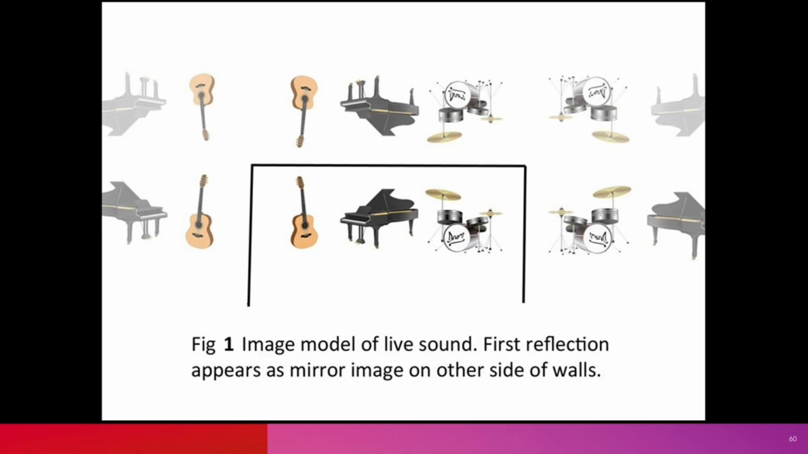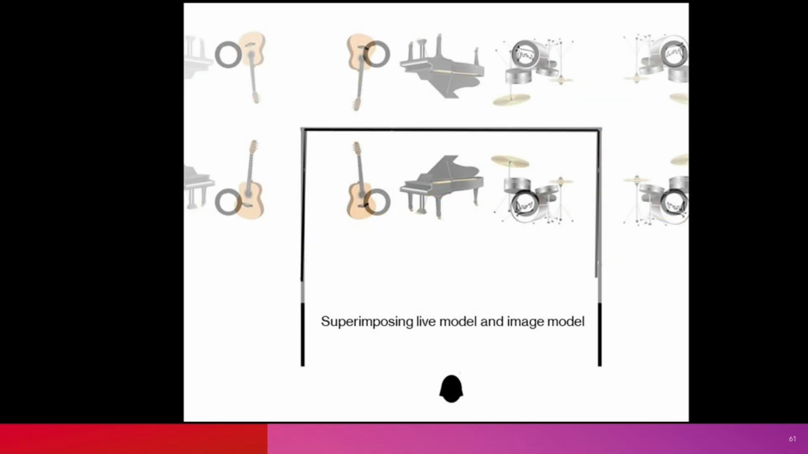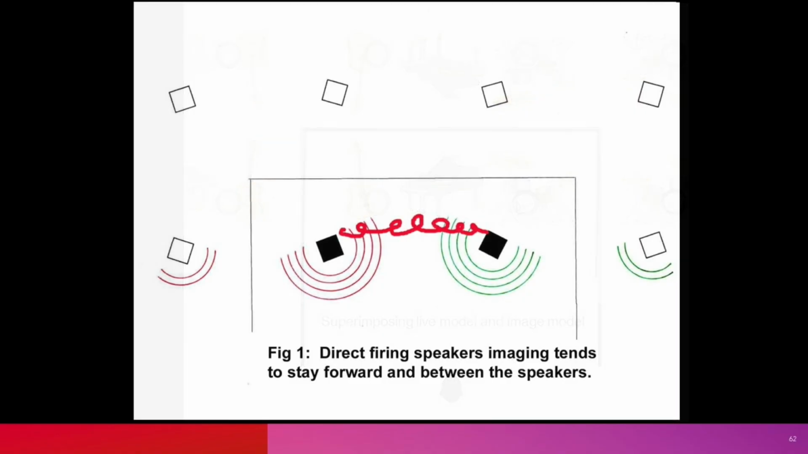If you compare that... When you have multiple images, don't you get interference between them? Yes, only if you don't do the room right. For example, this is superimposing the image model of your speakers onto an image model of a typical live sound field. The spatial nature of the reproduction is the same as the live model. Now you see what I mean by spatial nature.